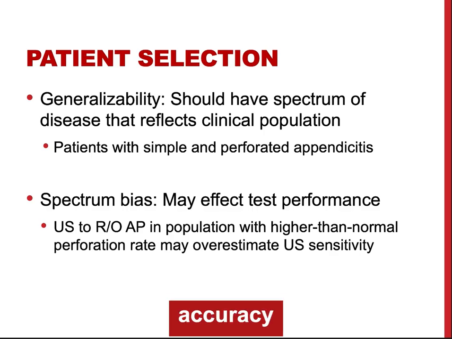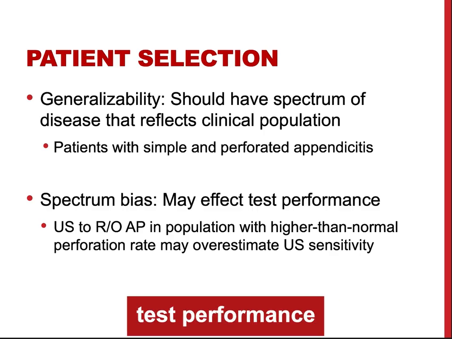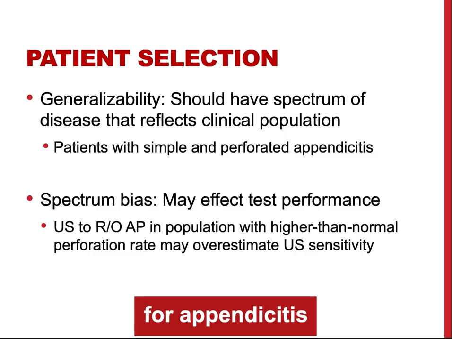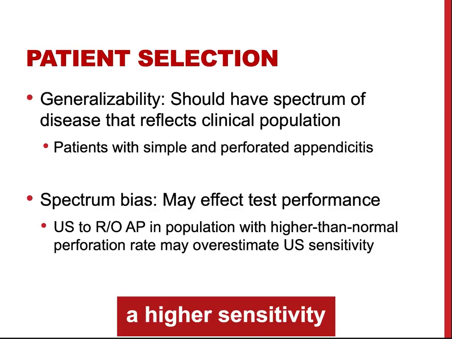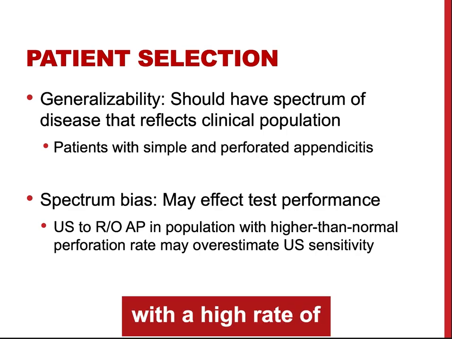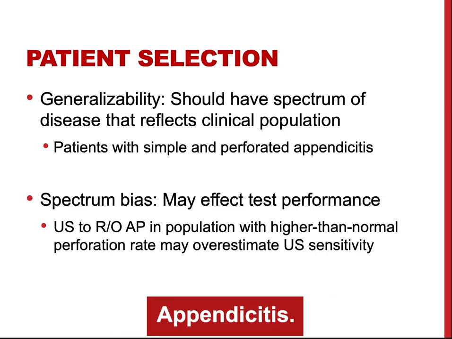For diagnostic test accuracy studies, spectrum bias may affect test performance when there is a spectrum of disease. For example, ultrasound for appendicitis will have a higher sensitivity in a population with a high rate of perforation with abscess than in a population with a high rate of distal tip appendicitis.